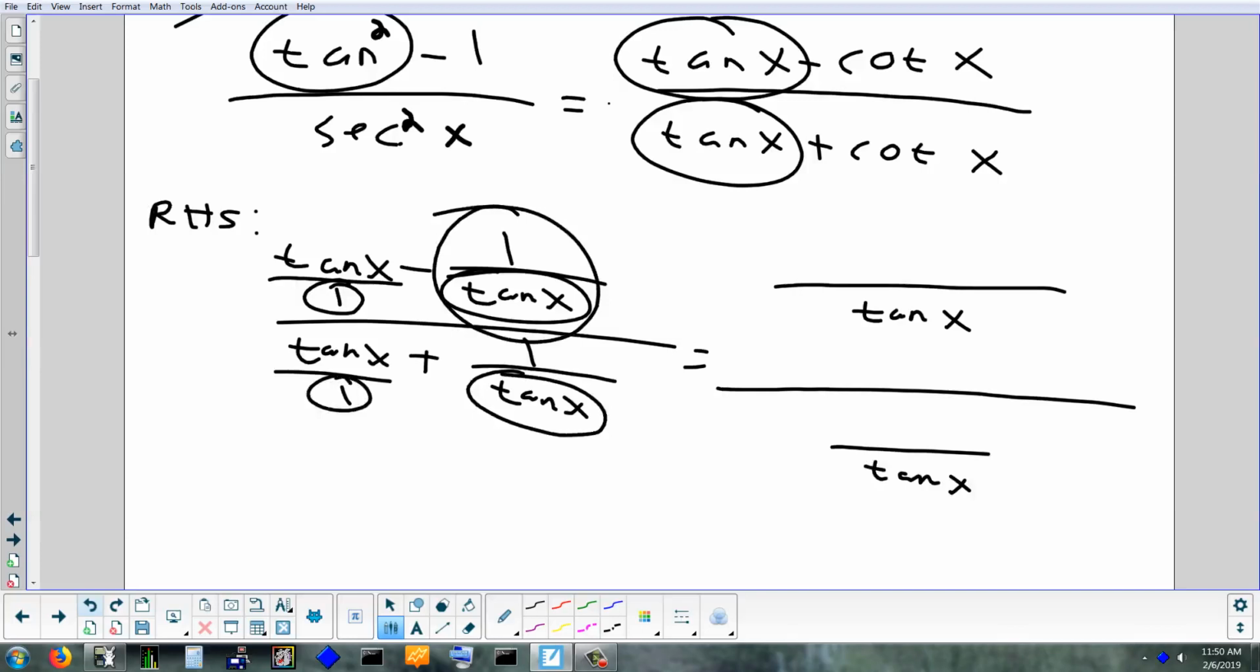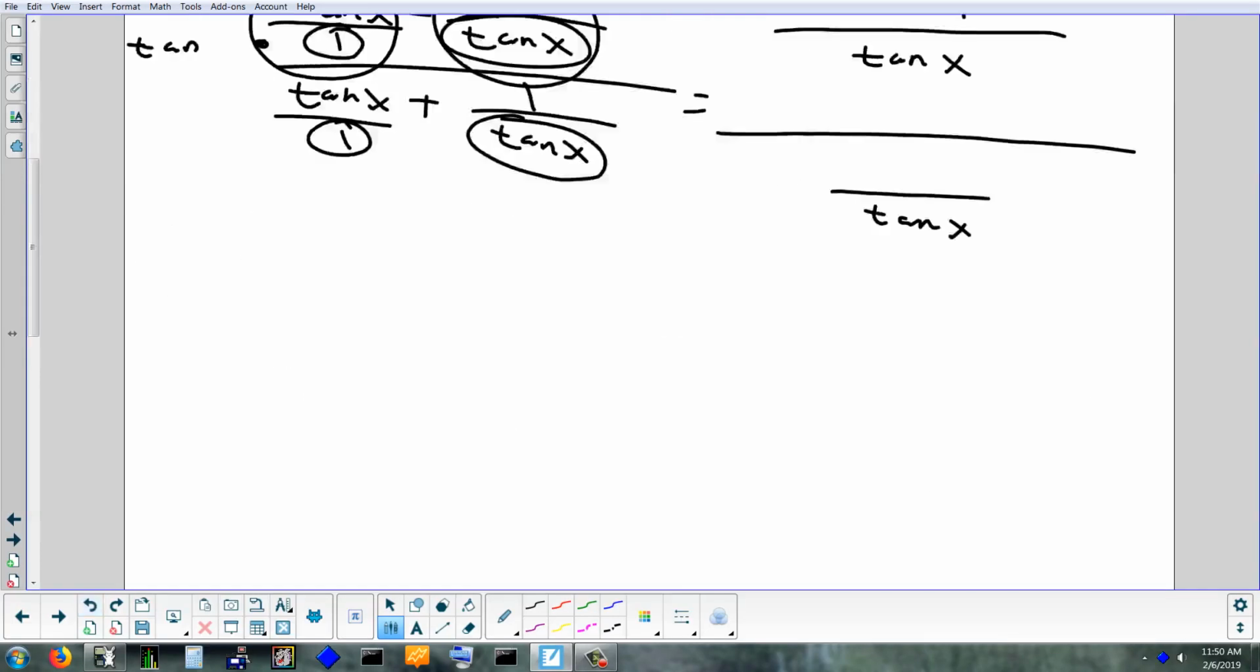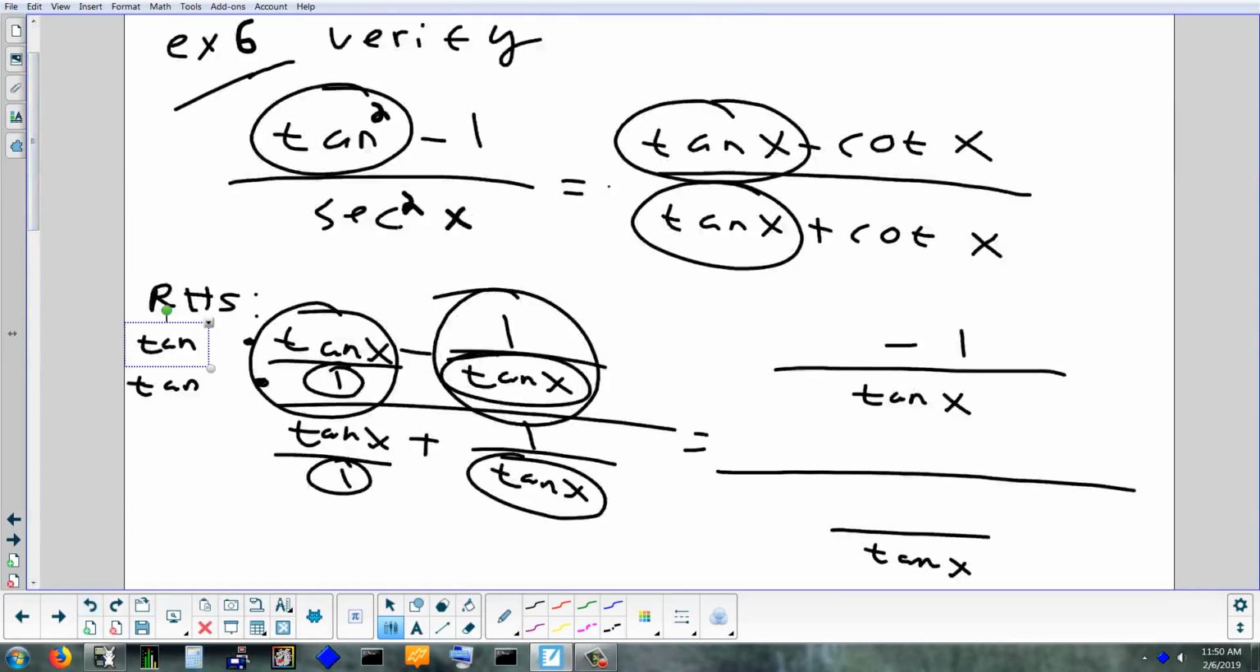Does this fraction already have a denominator of tangent? It's fine. Does that fraction have a denominator of tangent? No. So what would you have to multiply by? Tangent. And now look what happened. We multiplied top and bottom by tangent. What's tangent times tangent? Tangent squared. That's good.